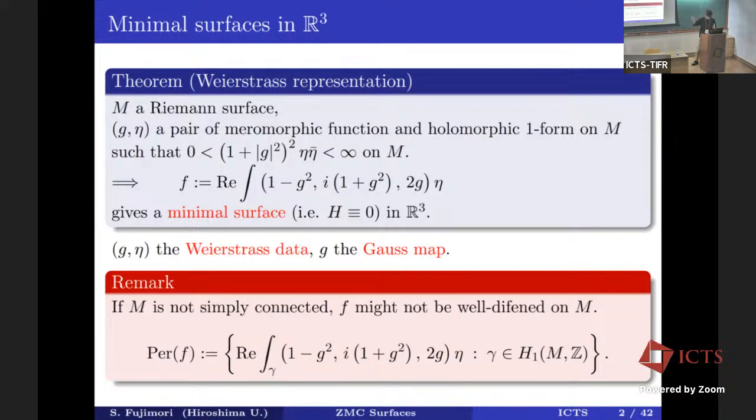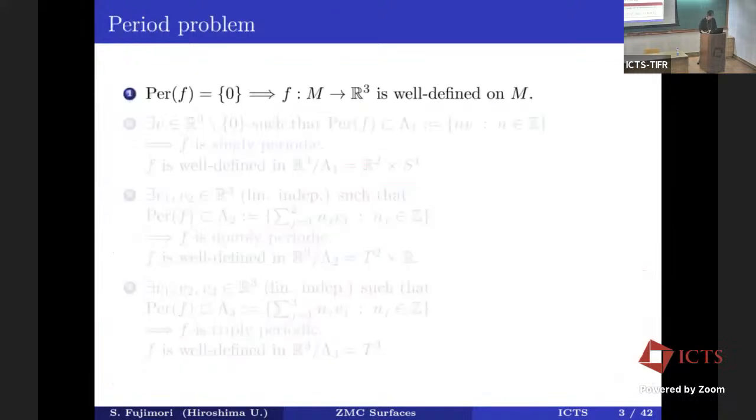Since we take the path integral in the Weierstrass representation, if M is not simply connected, F might not be well defined on M. To consider the period problem, we set the period of F as follows: the path integral with respect to a loop. If this period of F is the zero vector, then F is well defined, I mean single valued, on M.